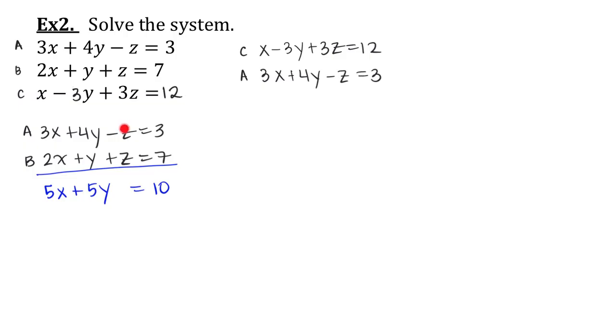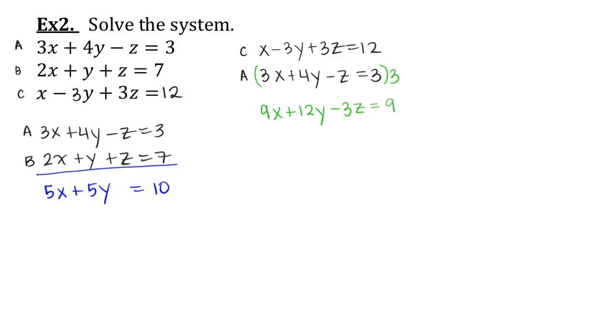Now, because I canceled the z's, I have to cancel the z's here. Okay, they don't cancel right now, but if I multiply a by 3, then I should be able to get it to cancel. Let me do that by 3. So 3 times 3, 9x plus 12y minus 3z equals 9. And then let me just double check that I times everything. 9, 12, 3, 9. Okay.